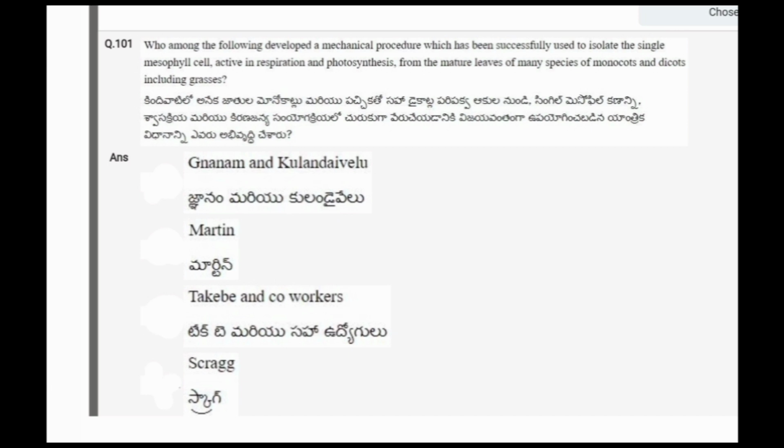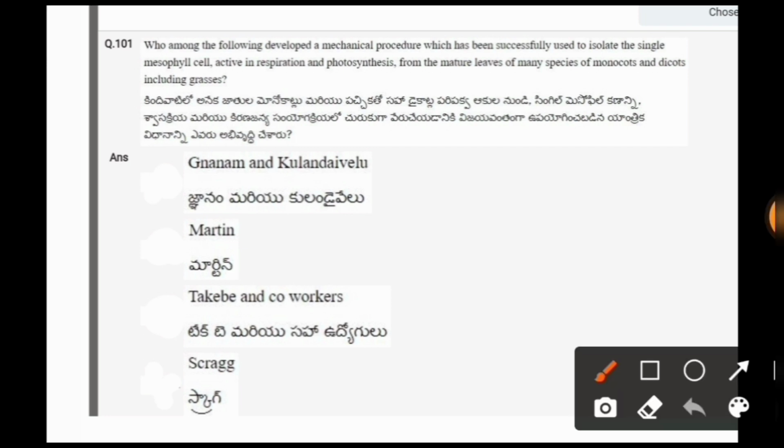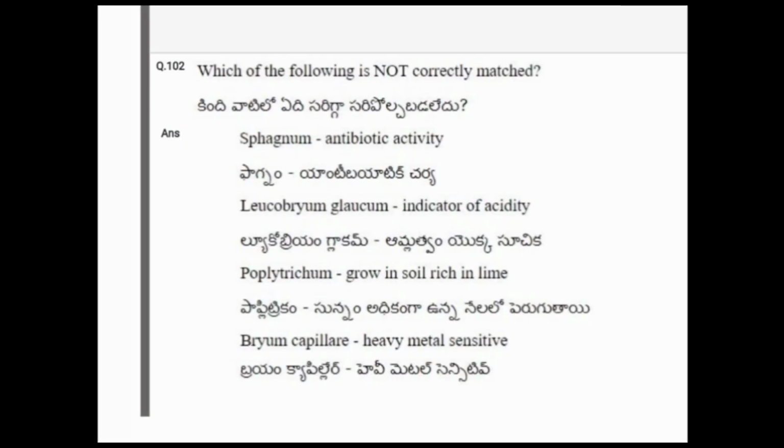Who among the following developed a mechanical procedure which has been successfully used to isolate the single mesophyll cell, active in respiration and photosynthesis, from the mature leaves of many species of monocots and dicots, including the grasses? The options are Gnanam and Kulandaivelu, Martin, Takebe and co-workers, Scragg. The correct option is the first one, that is Gnanam and Kulandaivelu. Let's see the next question.